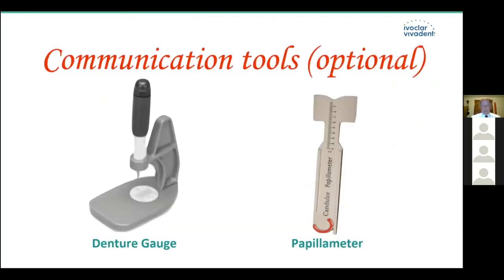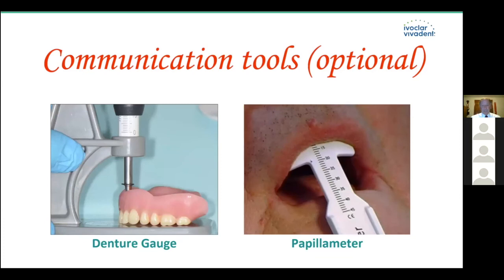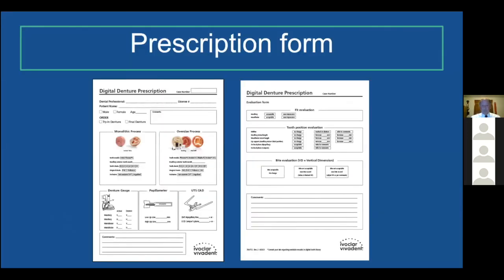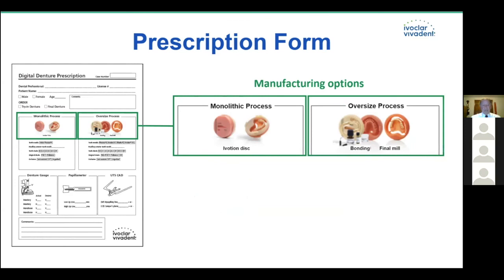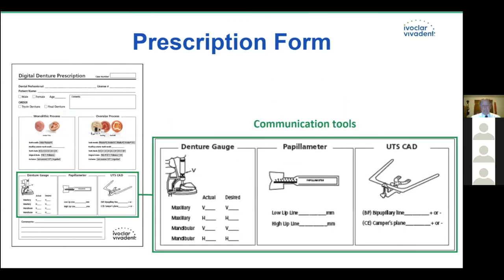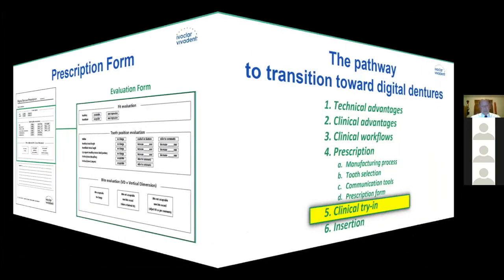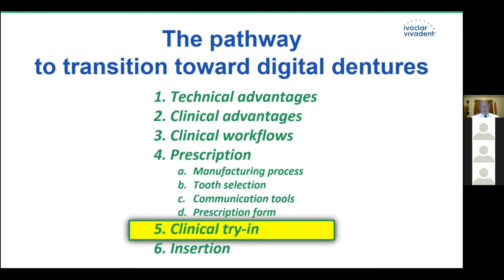Very briefly, these are some communication tools. I won't even go into detail. The denture gauge and a papillometer. These are options to use to get patient data. Our prescription form would be something that you could download. Jay will make a quick mention of this as we go through it, but it's a wonderful form. It's got a nice evaluation on the second page that could be used for anything, for immediate dentures, for impressions in a denture, et cetera. So a very nice prescription form, very proud of that.